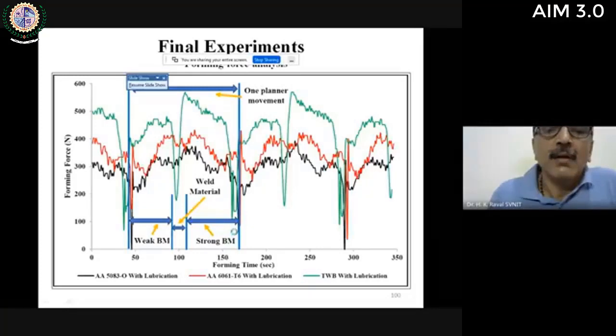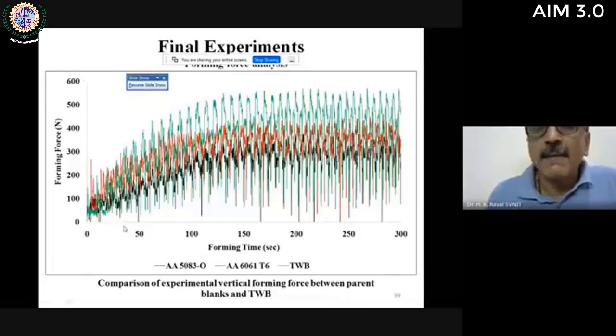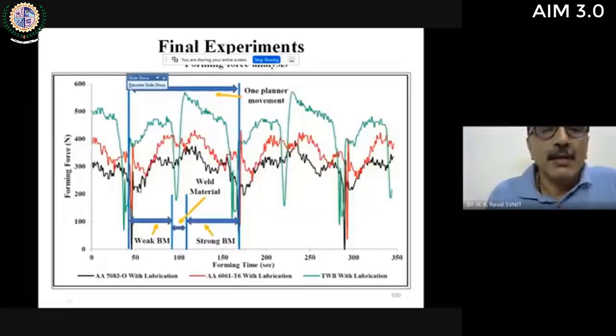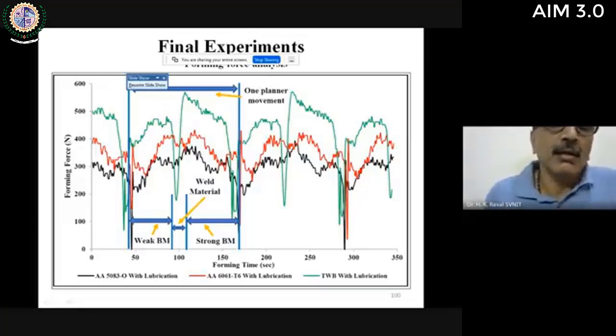It takes some time to load that particular figure. You can see this black color is a single material, and the red color is another single material, the base material, and the green color is a TWB. If you compare these, you will find that the force requirement of the welded material, the TWB, is always higher compared to the force requirement of the base material.